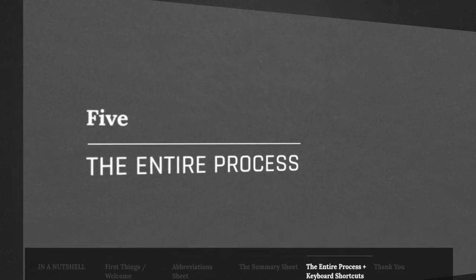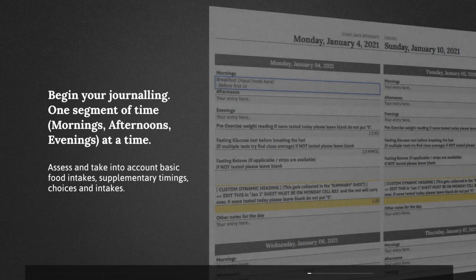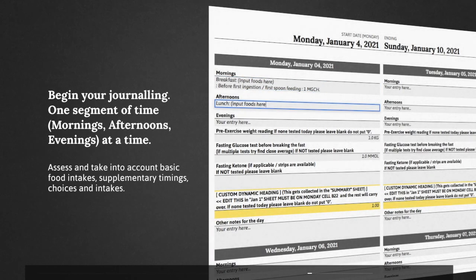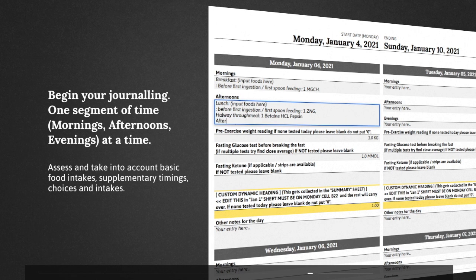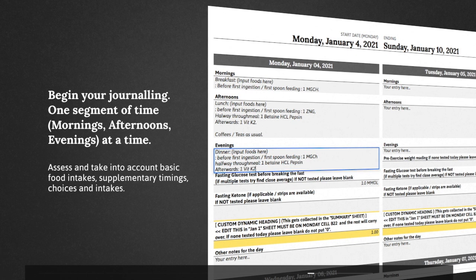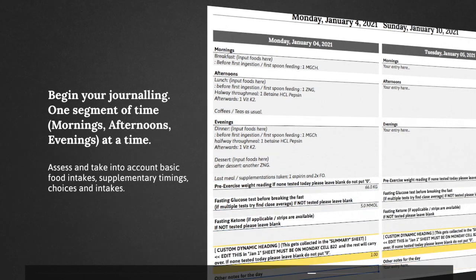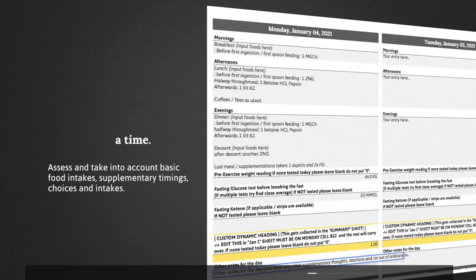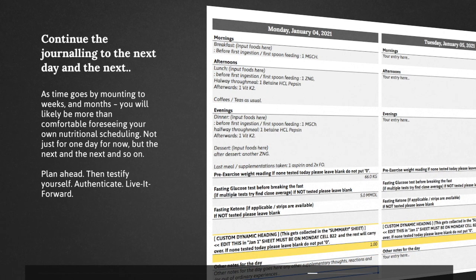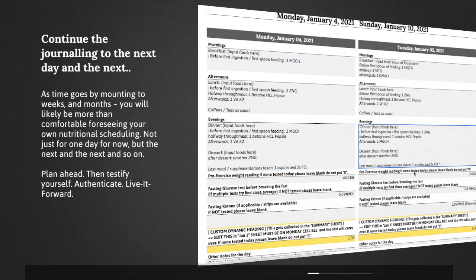So this is where the entire journaling process begins. We shall proceed by inputting our entries under the categories of mornings, afternoons, evenings, pre-exercise weight reading, fasting glucose test, fasting ketones, if within affordability reach, our custom dynamic heading which we can tailor and alter to our liking, and any other notes for the day. So that encompasses our daily journaling.